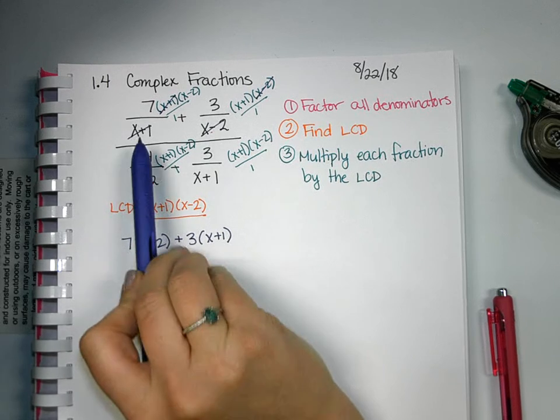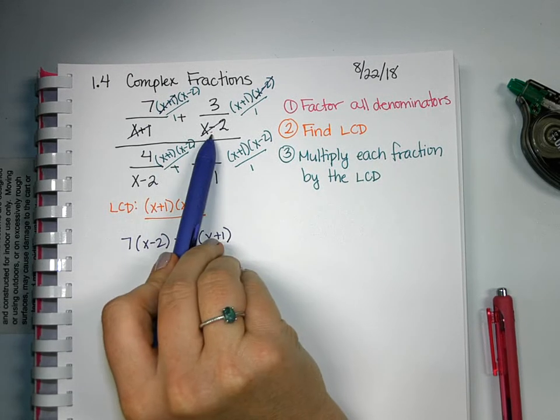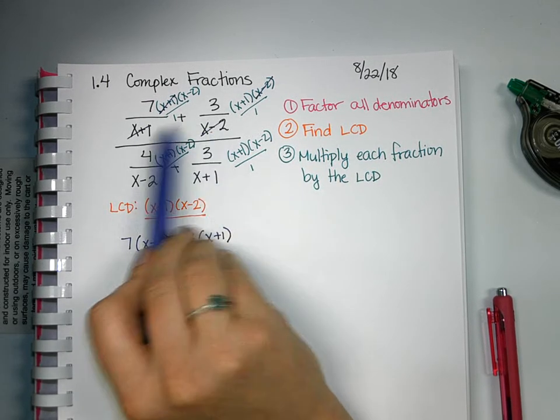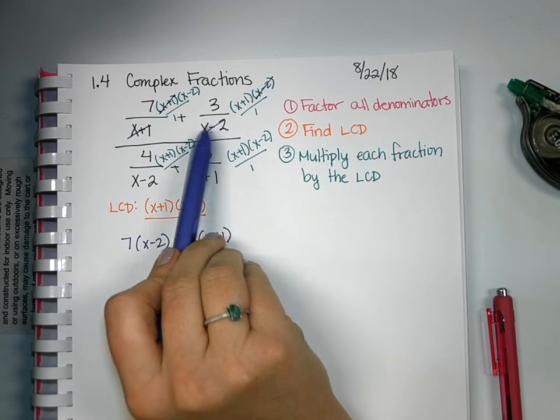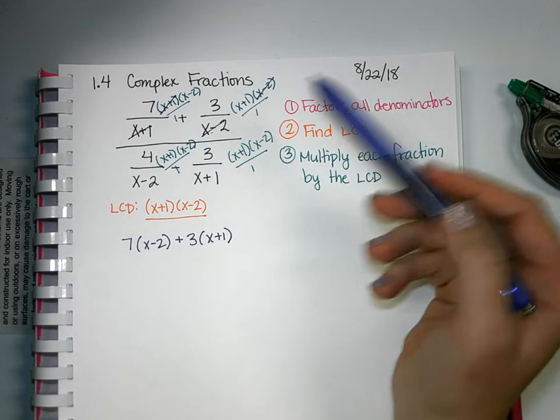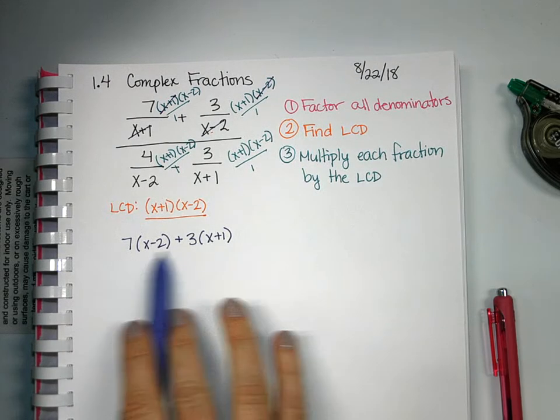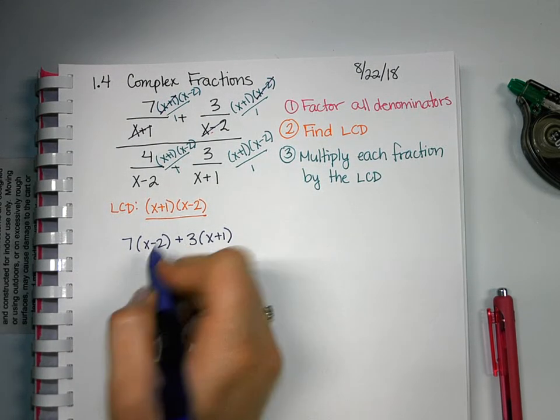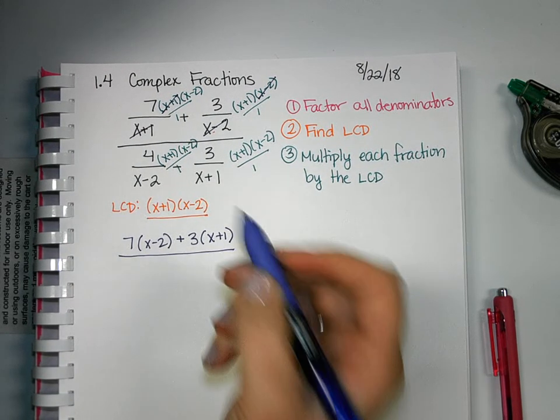And so what you should notice is that in the numerator here, we've gotten rid of the fractions. The denominators have both canceled and they're both 1. So now we're down to just a polynomial on top. The same thing is going to happen on the bottom.